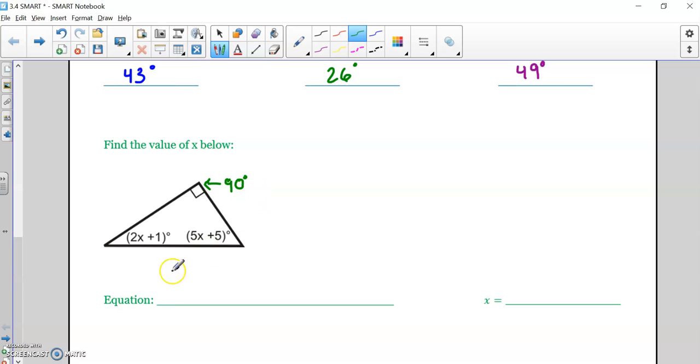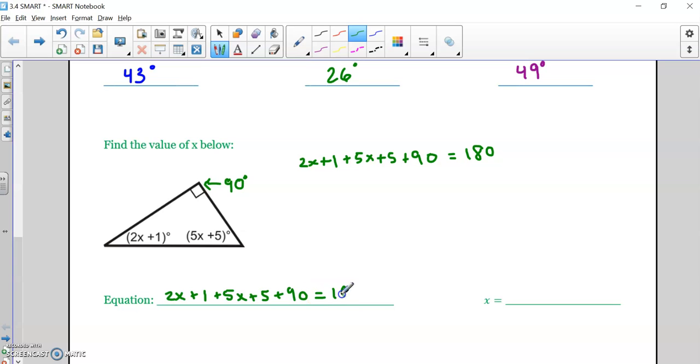So we can then say that 2x plus 1 plus 5x plus 5, right now I'm just adding these angles together, and then plus 90. That's the third angle. Now I've added all of these together, and I can say that it's going to equal 180. Okay, now that's totally fine for your equation. Okay, 2x plus 1 plus 5x plus 5 plus 90 equals 180.